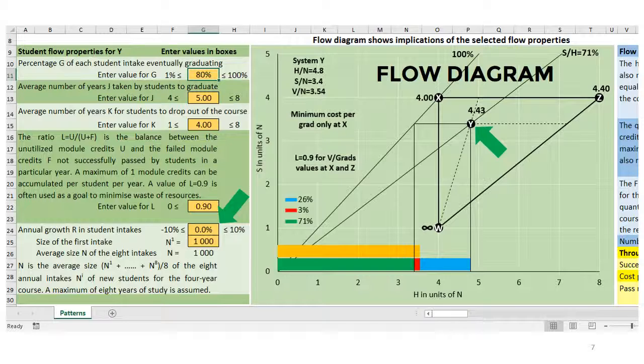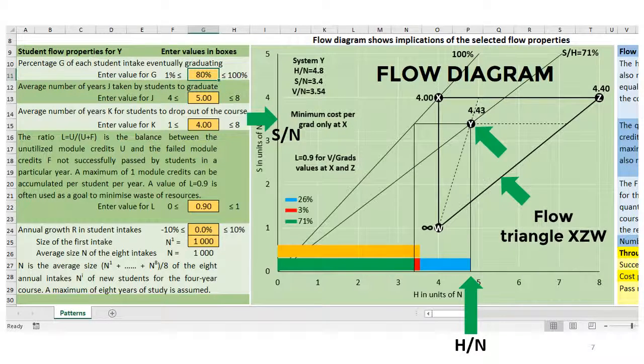In the flow diagram, these 5 essential flow properties altogether determine the position of the flow configuration Y, fixed by the head counts H over N plotted on the horizontal H-axis, and the successful module credits S over N plotted on the vertical S-axis. These 7 flow quantities all live in the flow triangle XZW and describe the flow of students through a study course.